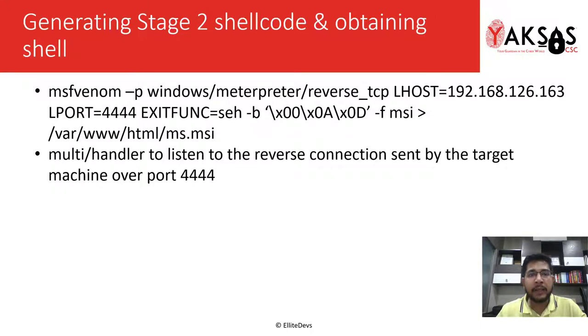Now in order to generate the stage 2 shellcode, we will be using this command. So we are using the msfvenom tool, and the payload that we will be using is windows/meterpreter/reverse_tcp. These are the values for LHOST and LPORT that we will be giving, and we will be specifying the exit function as thread, and we will also be specifying bad characters as \x00, \x0a and \x0d, and we'll need it in MSI format. We will then store this MSI file into the web root directory of our Kali Linux machine, which is located at /var/www/html.